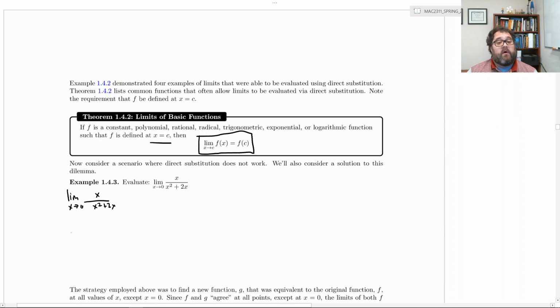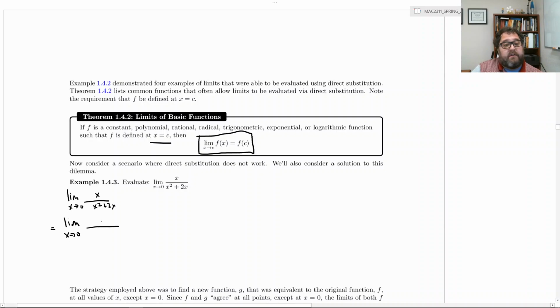Okay? Now, what do I mean by rewrite? Well, I mean use all of our techniques from algebra, like factoring and dividing out and all that kind of stuff, basically algebraic manipulation. Use those properties to see if we can somehow algebraically manipulate the function so that eventually direct substitution does work. Let's see. Well, we could write this is equal to the limit as x goes to 0.